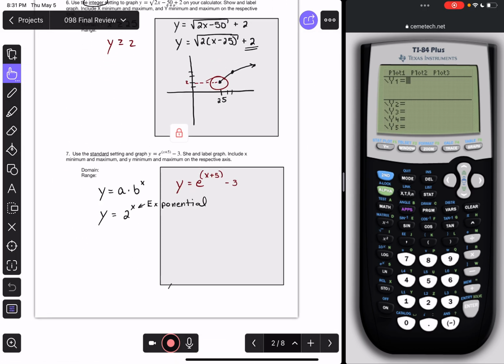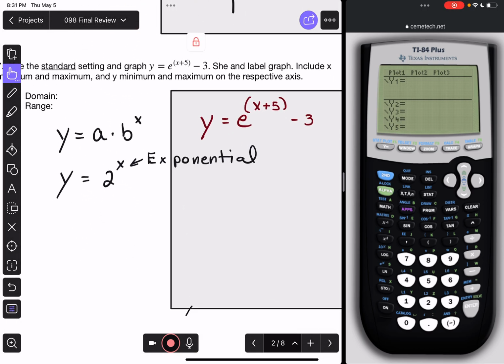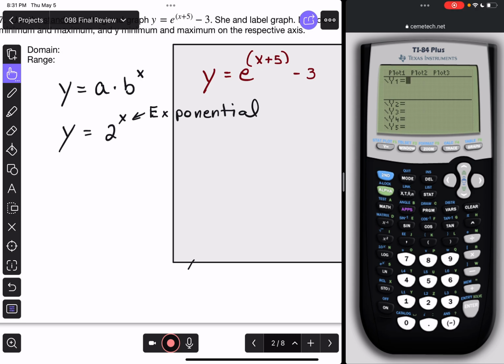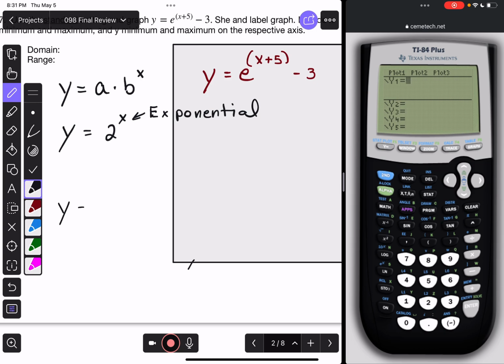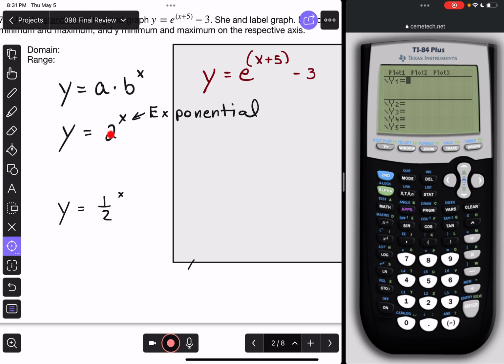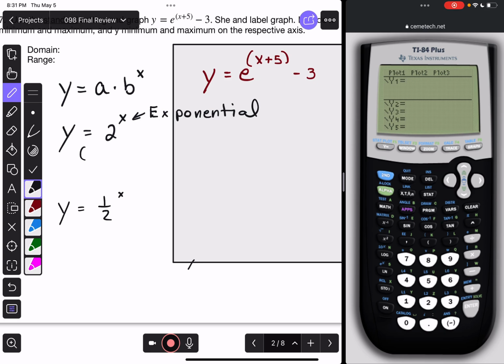So back to these exponentials. I shouldn't just call this one the parent function. I should also refer to this one as the parent function of it. These are both exponential functions, but this one here, the one with the 2, this is an exponential growth function, and this is an exponential decay function. Now I'm going to show you those two on my calculator here so you can see them real quick.